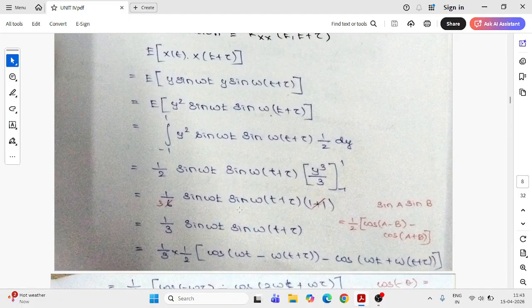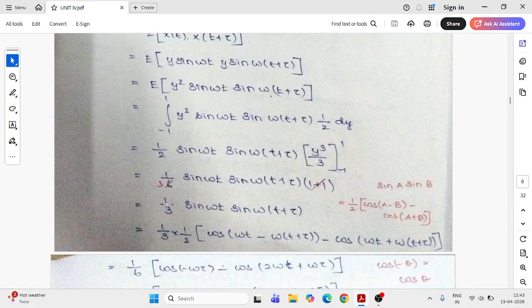This term is a constant, so it is as it is. So when you substitute the limit here, 1 cube minus minus 1 the whole cube. Upper limit minus lower limit. So you will be getting 1 cube is 1, minus of minus 1 cube becomes plus 1. So 1 plus 1, 2. So 2, here it is 1 by 6. When you cancel this, it becomes 1 by 3. So 1 by 3 sin omega t into sin omega t plus tau.